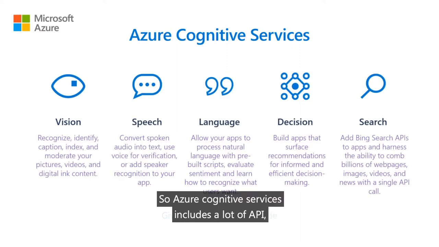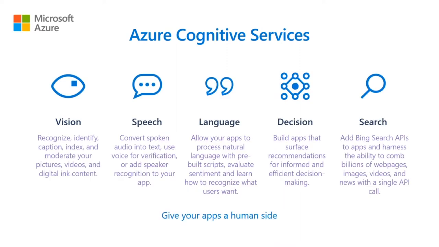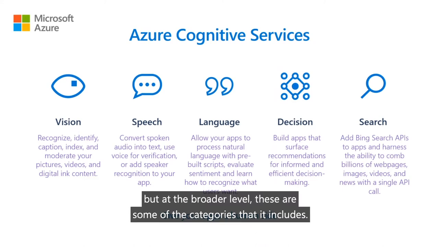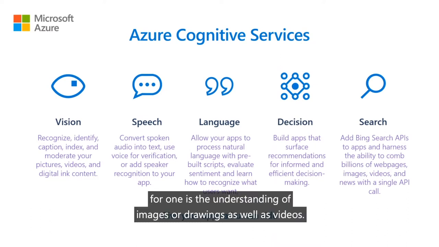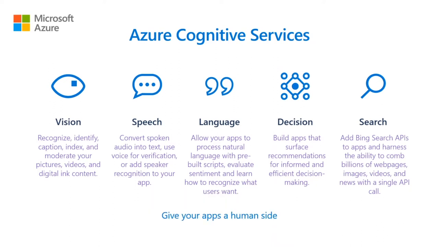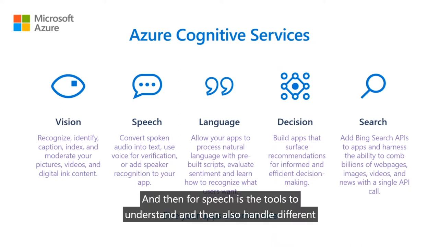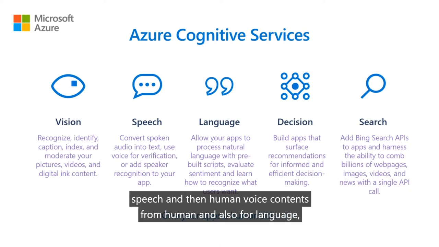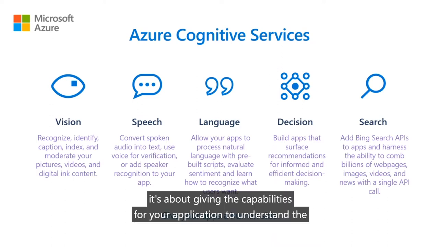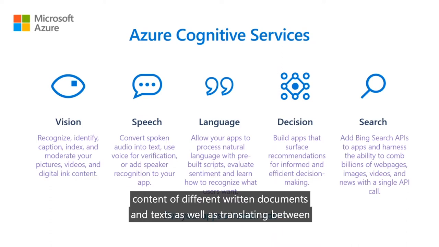So Azure Cognitive Services includes a lot of APIs, but at the broadest level, these are some of the categories it includes. For example, vision is the understanding of images or drawings as well as videos. Then speech is the tools to understand and handle different speech and human voice content. And language gives your application the capability to understand the content of different written documents and text, as well as translating between them.